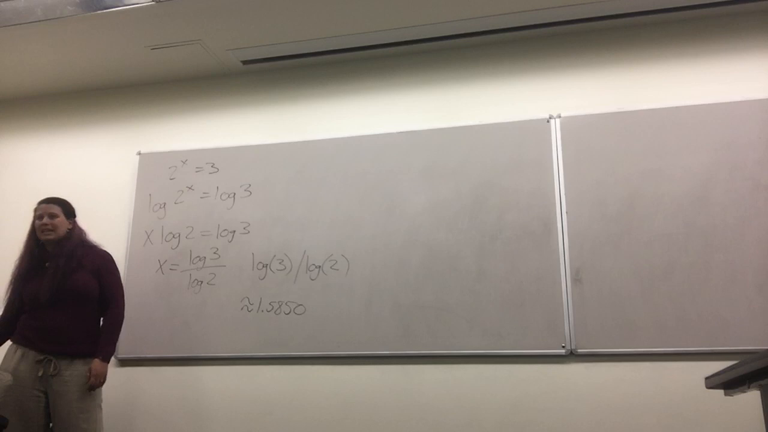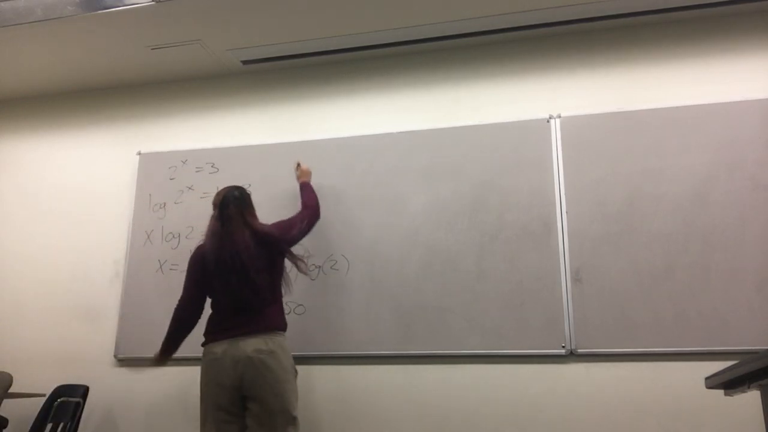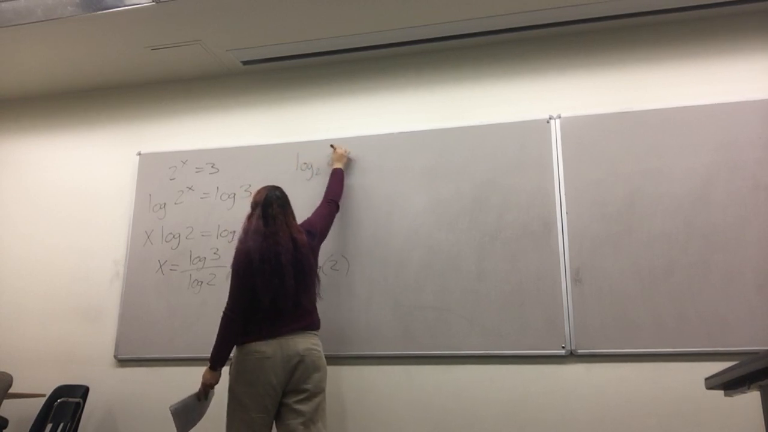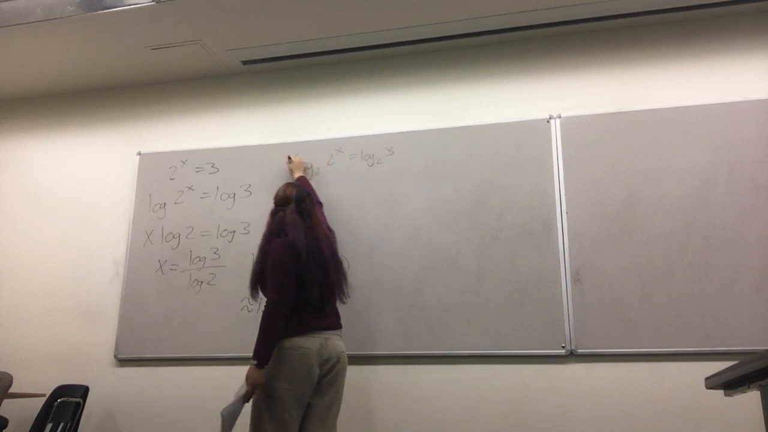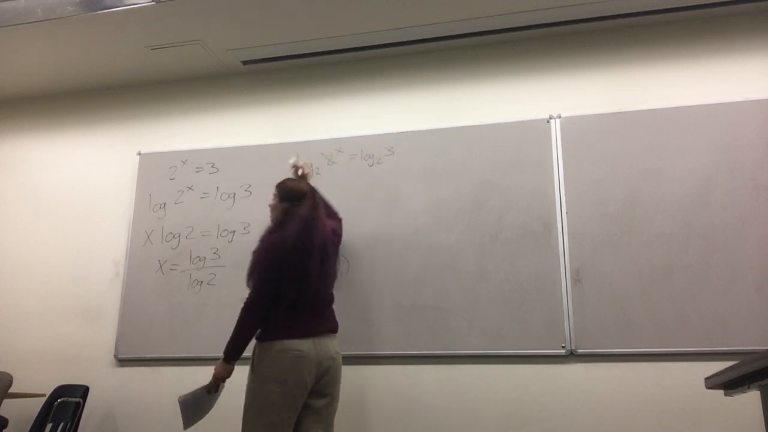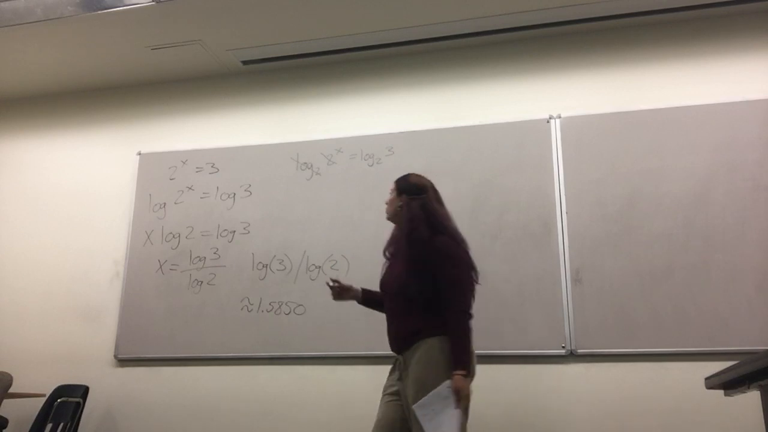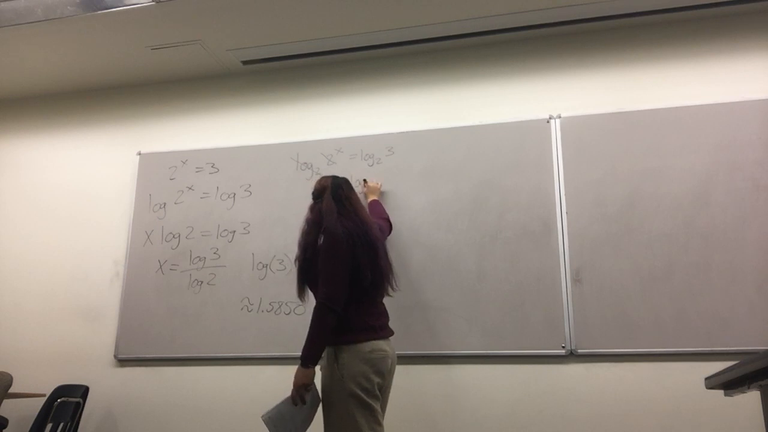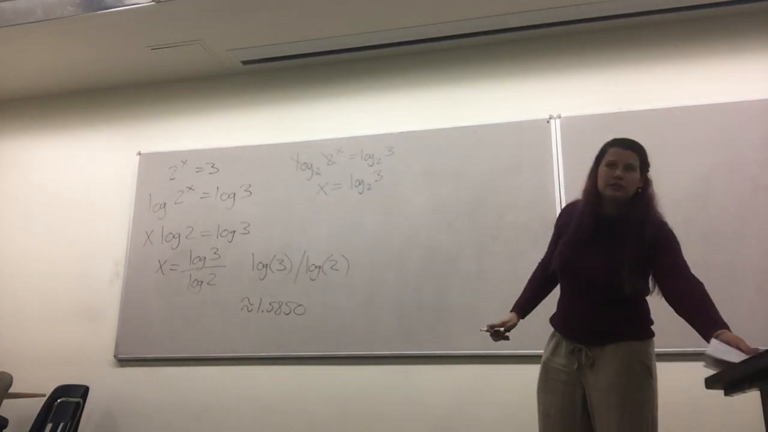okay? The other way of doing this, if we use base 2, so if we use log base 2 on both sides, the log and the exponential both cancel, right? Because they're both base 2. So then we just go directly to x equals log base 2 of 3. But we can't plug that in our calculator.